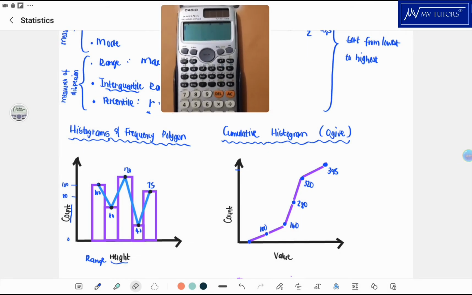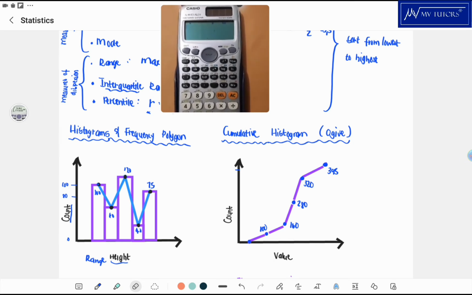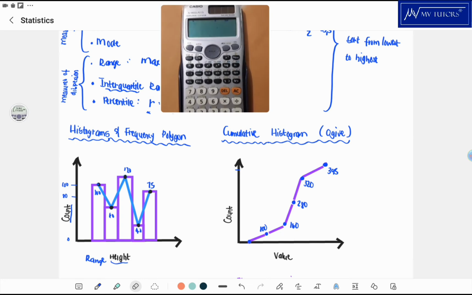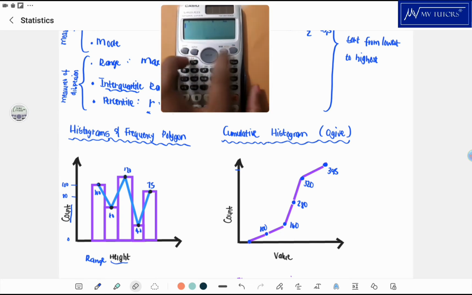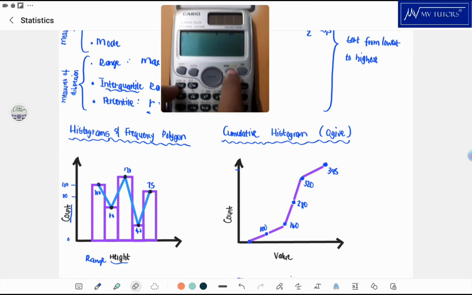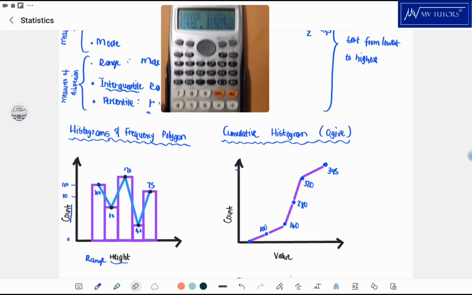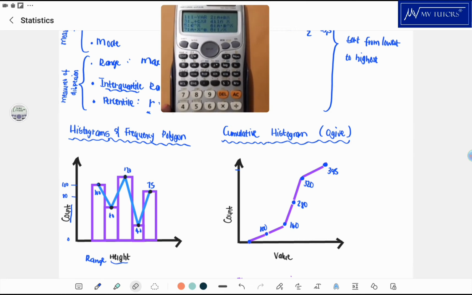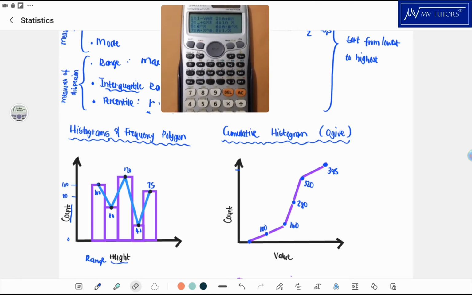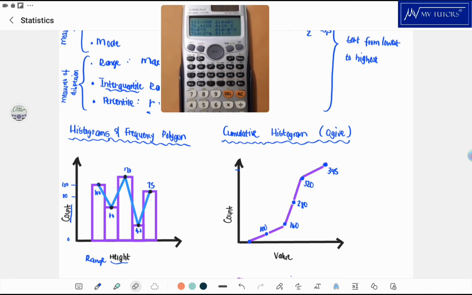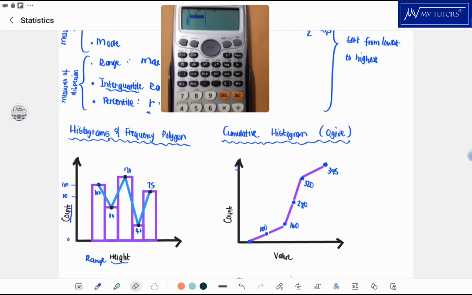Okay, so the screen is going to be a little wobbly, but I just wanted to show you through the Casio calculator how you're going to enter your data. You would click on mode, setup, and then go to 3. Press 3 for stat. If you have a single variable data set, you just click on 1 for 1-VAR. Then you're going to enter your data set.